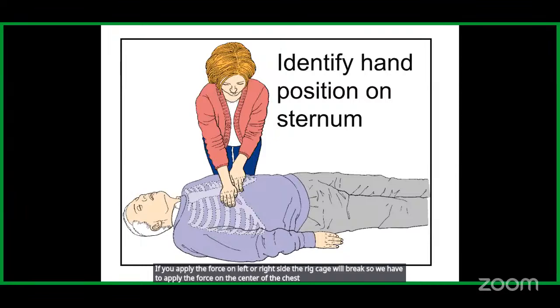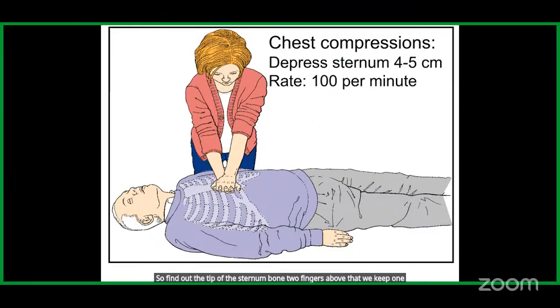Then you remember your hand position. So find out the tip of the sternum bone. 2 fingers above that, we keep one hand, lock it with the other hand. So when we do the chest compression, we do it hard and fast compression. Remember, hard as well as fast. So how to do hard and fast compression?